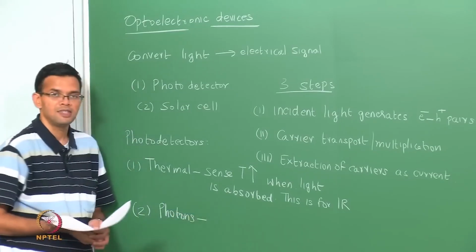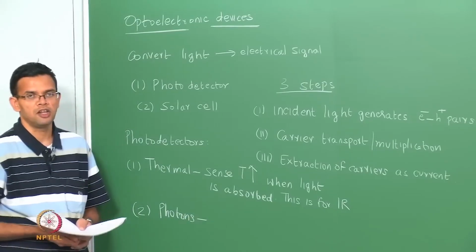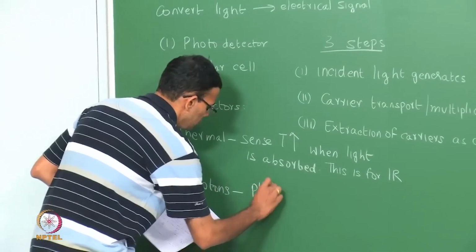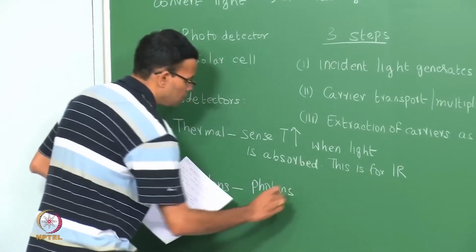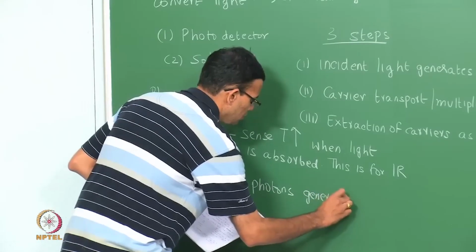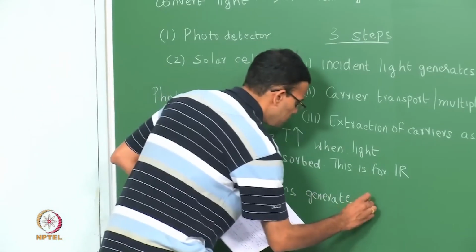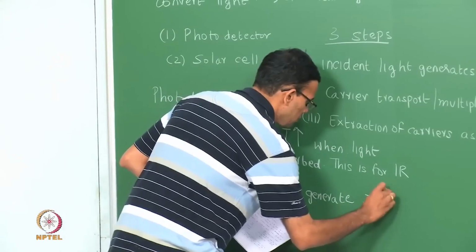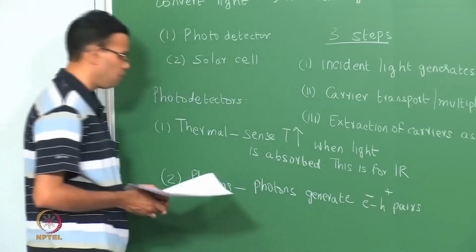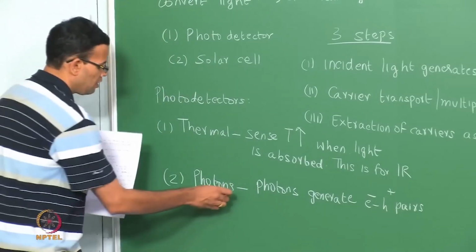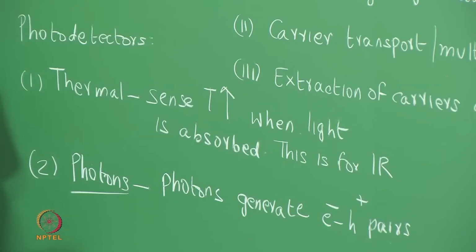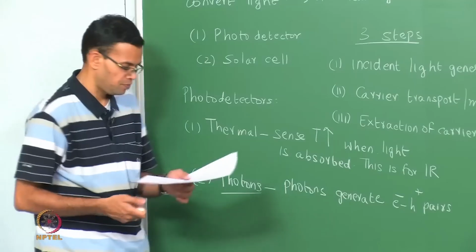The other case is your photons, which is the traditional sense in that your photons generate electron hole pairs. Now, we will be mainly dealing with the second type of photodetectors, where your photons generate electron hole pairs.